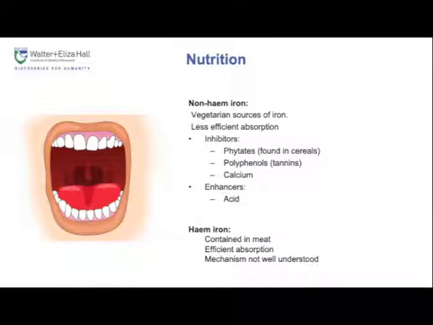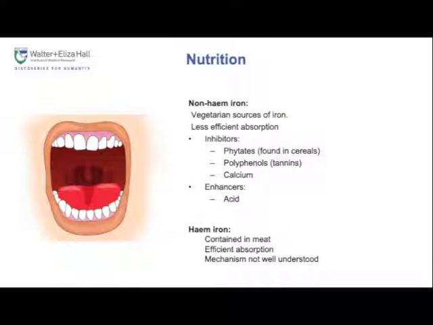So how do we get iron in? It's nutritional. We eat, and there are really two sources of iron in the diet. Non-heme iron is found in vegetarian sources of iron, predominantly in nuts and beans and so forth. The absorption of iron from those sources is less efficient, and it's susceptible to inhibition by other compounds that you might eat: in particular phytates, which are found in cereal crops, polyphenols found in tannins, and calcium. It can be enhanced by acid and also by the ingestion of meat at the same time.